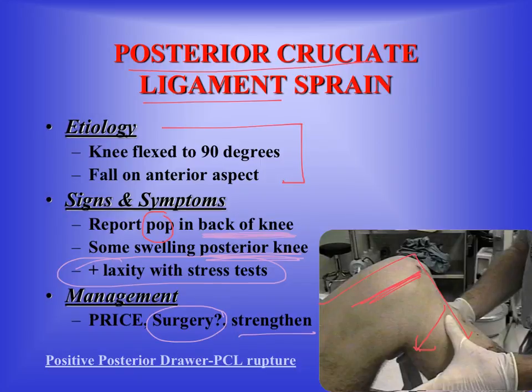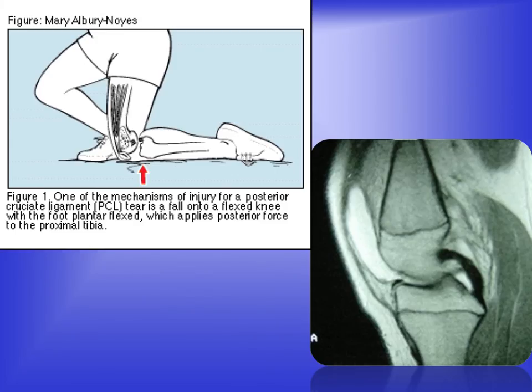So as you can see here, for the mechanism of injury for a posterior cruciate ligament, the knee is flexed to about 90 degrees and then you fall. As you fall on that knee, it forces the tibia backwards and there's stretch being placed on the posterior cruciate ligament.